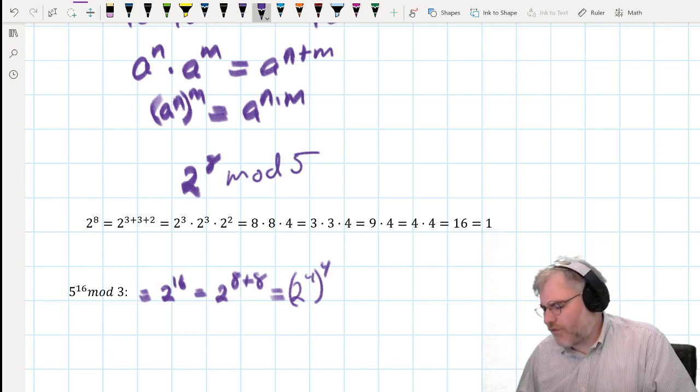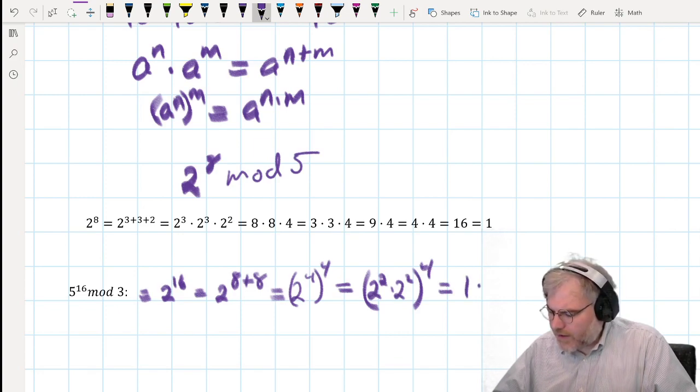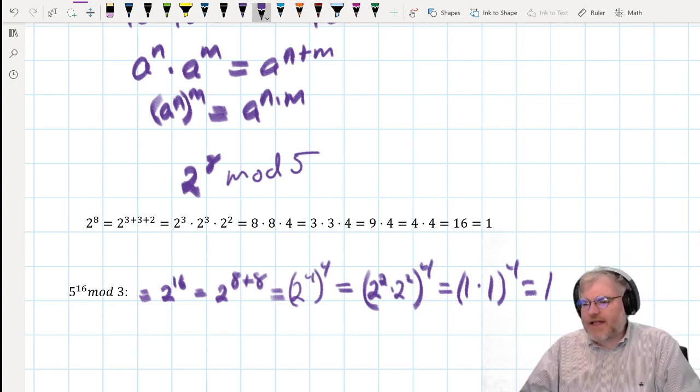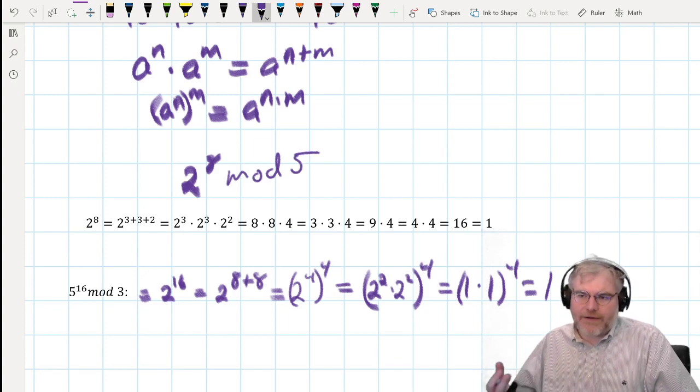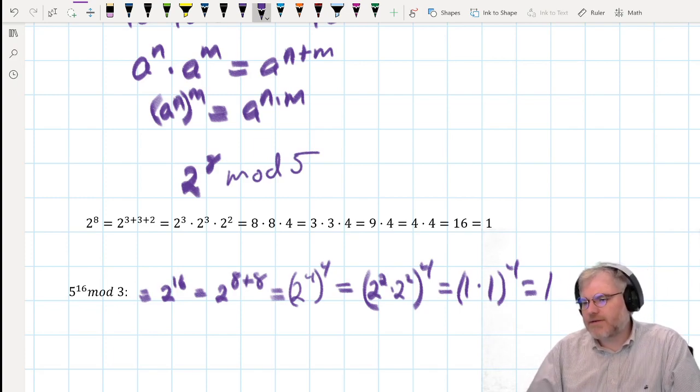Well, 2 to the 4th, that's the same thing as 2 squared times 2 squared, to the 4th. And 4 mod 3 is 1. And 2 squared is 1 to the 4th, and that just equals 1. So some of these questions, they can look really, really hard, but you can get at them very quickly. How do we feel about that?